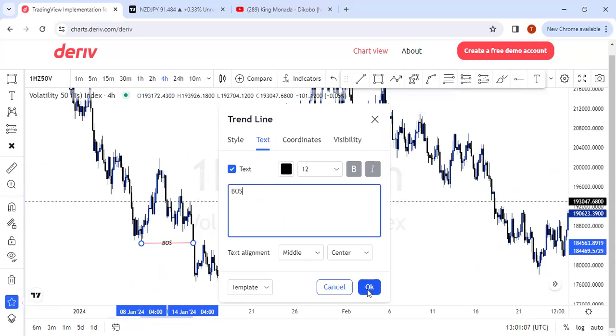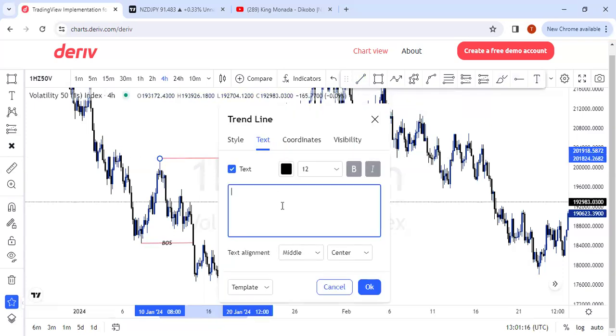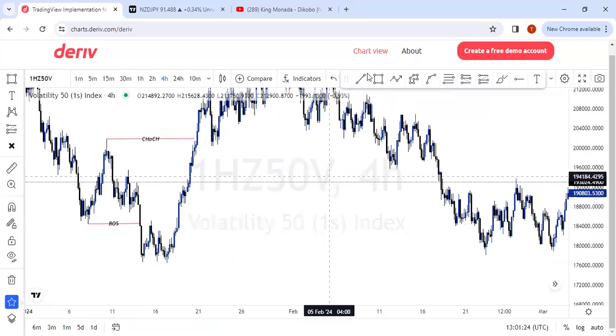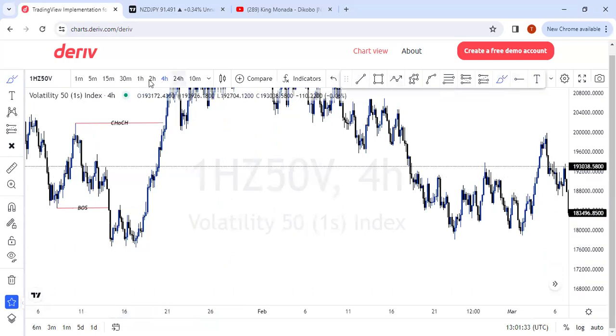So you firstly need to have a BOS. Then after this BOS, guys, we can see that we had a change of character here because this is the area where our order block was supposed to be at, but the market just decided to violate that area. So we're going to take this as our change of character. So it means that our order block is supposed to be around this area. So as you can see, guys, now this is the 4 hour. And remember that since we're moving around, our order block is supposed to be the last bearish candlestick.